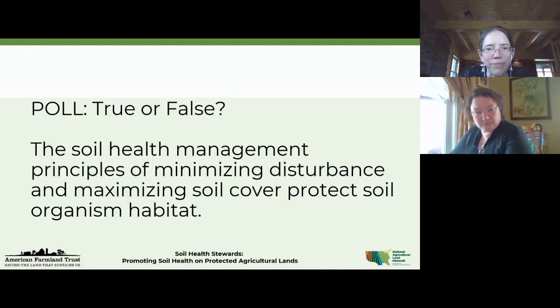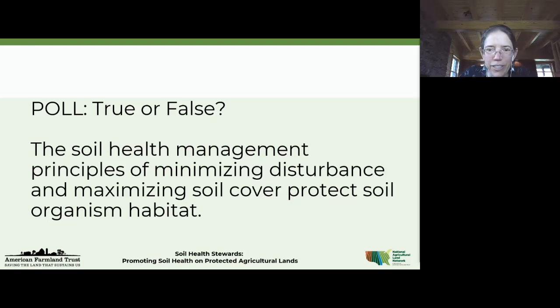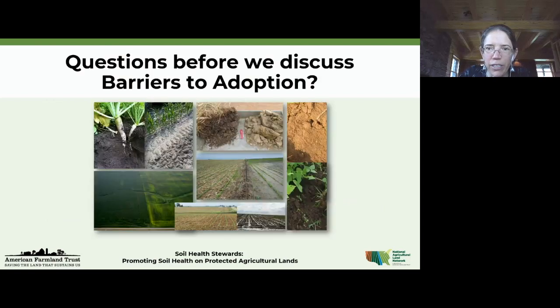True or false? The soil health management principles of minimizing disturbance and maximizing soil cover protect soil organism habitat. Looks like everybody's getting that right. Awesome. All right. Any brief questions before we go on to talking about barriers to adoption?